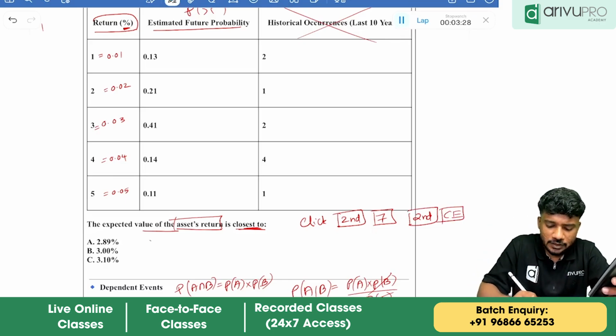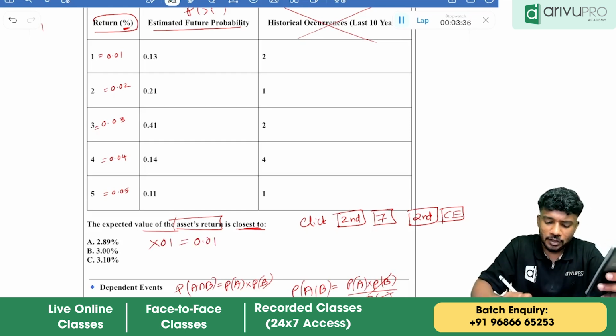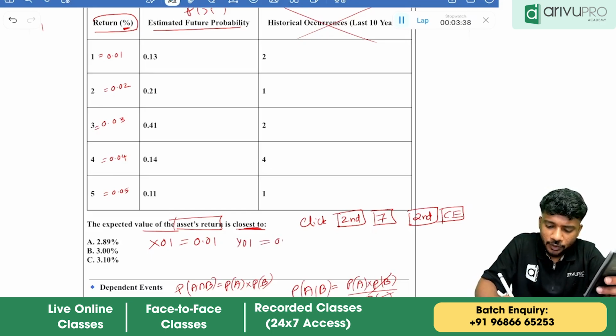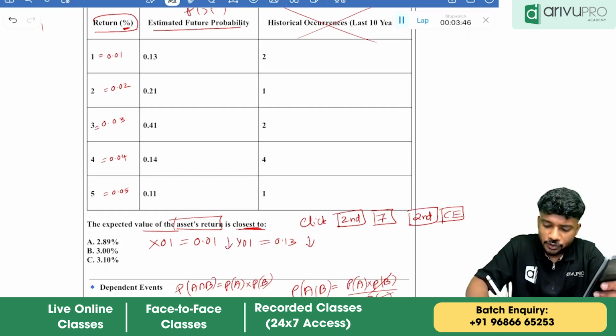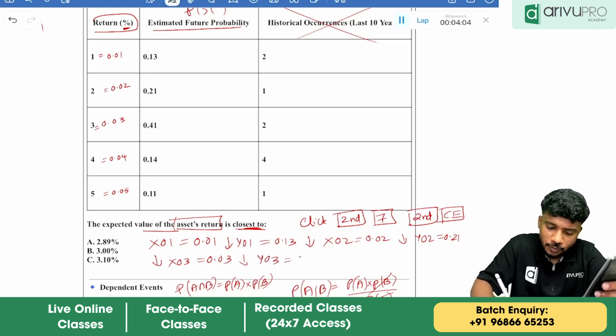Then we will put our X01 value. X01 is equal to 0.01. Then click enter. Then come down. Y01 is equal to 0.13. Then come down. X02 is equal to 0.02. Then come down. Y02 is equal to 0.21. Then come down. X03 is equal to 0.03. Then come down. Y03 is equal to 0.41.